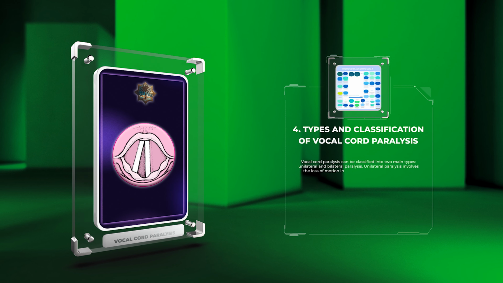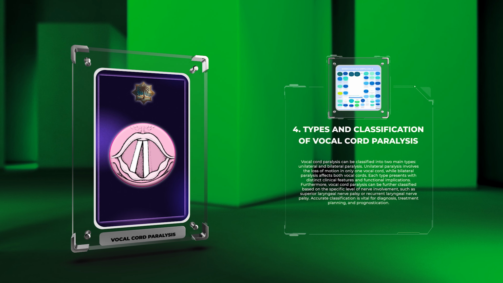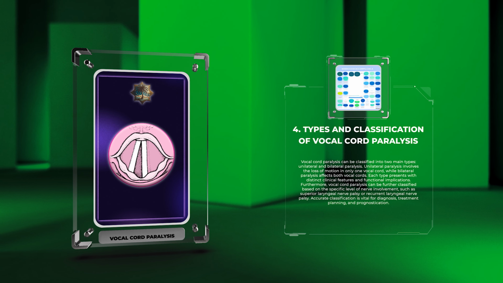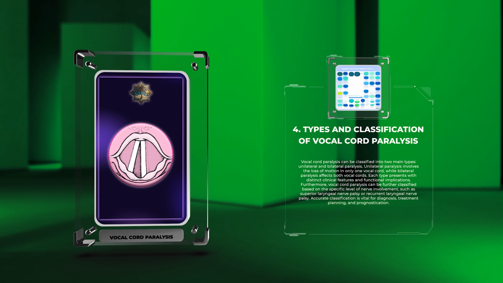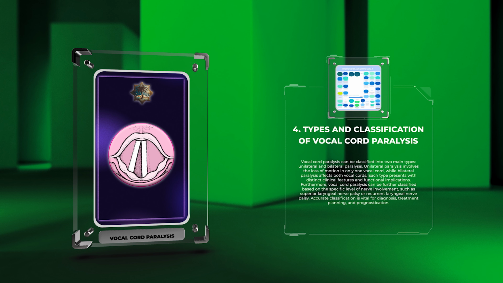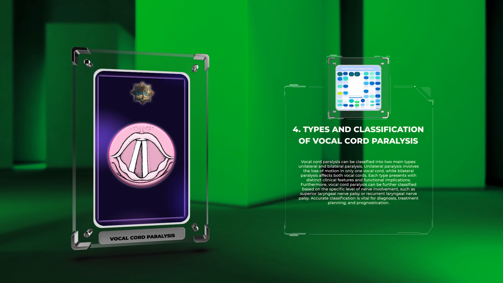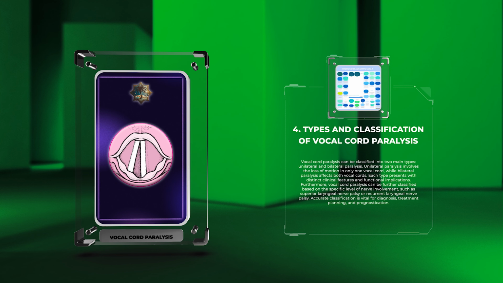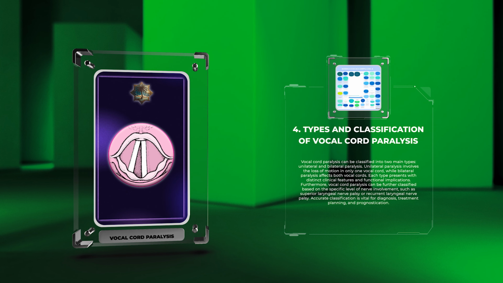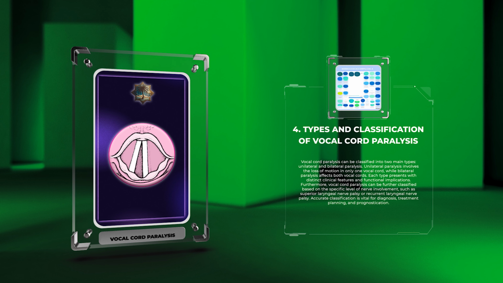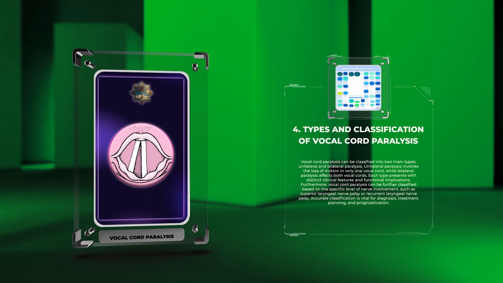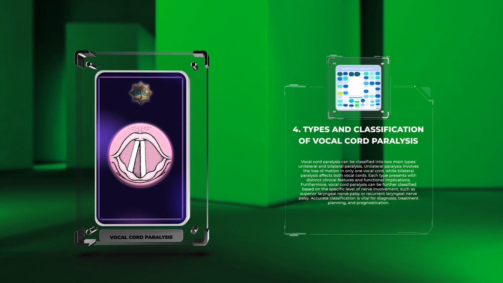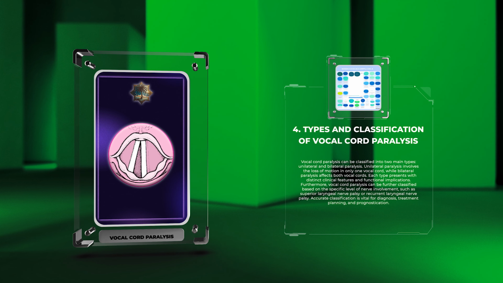Vocal cord paralysis can be classified into two main types, unilateral and bilateral paralysis. Unilateral paralysis involves the loss of motion in only one vocal cord, while bilateral paralysis affects both vocal cords. Each type presents with distinct clinical features and functional implications. Furthermore, vocal cord paralysis can be further classified based on the specific level of nerve involvement, such as superior laryngeal nerve palsy or recurrent laryngeal nerve palsy. Accurate classification is vital for diagnosis, treatment planning, and prognostication.